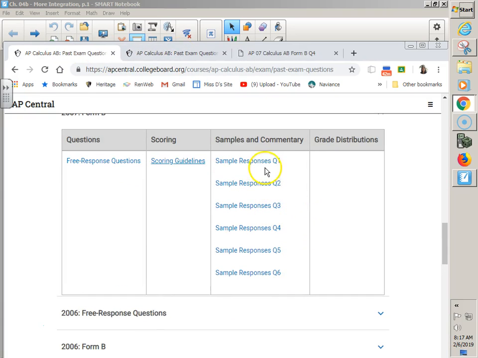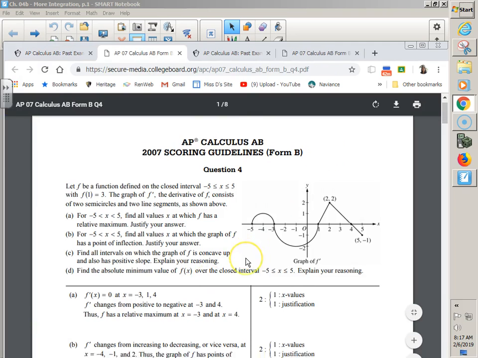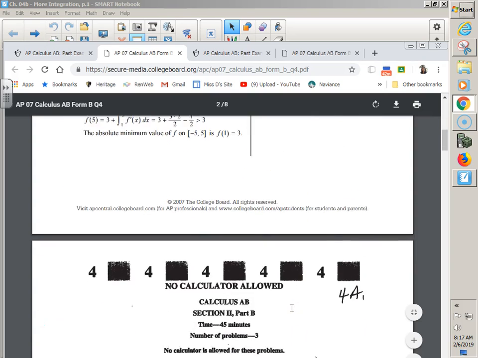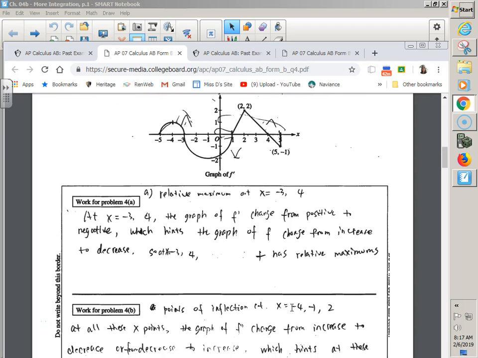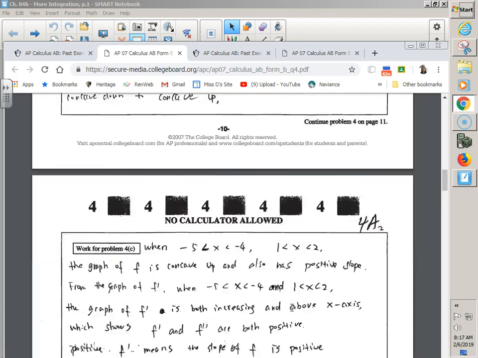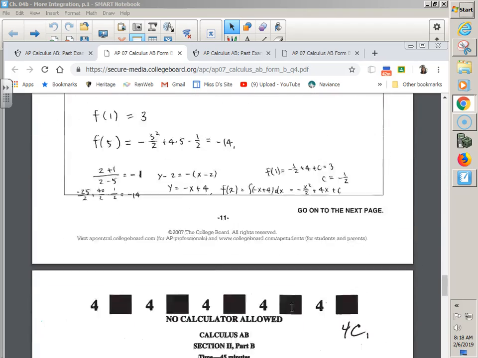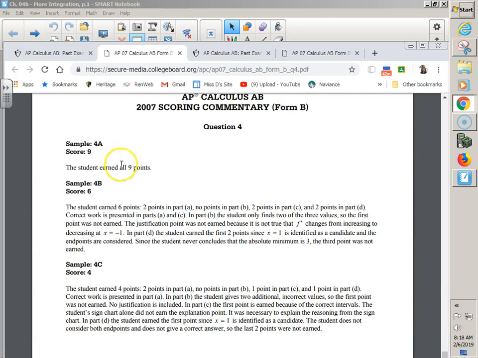Here's the next one. All 6 questions have this really cool document I'm going to show you that not only has the scoring guidelines, like what the AP graders used, but also has some kids' actual exam answers. Not just one kid's, but another kid's, and another kid's. They gave us a high, 9 out of 9, a middle, 6 out of 9, and a low, 4 out of 9, which, to be honest, is still pretty good.